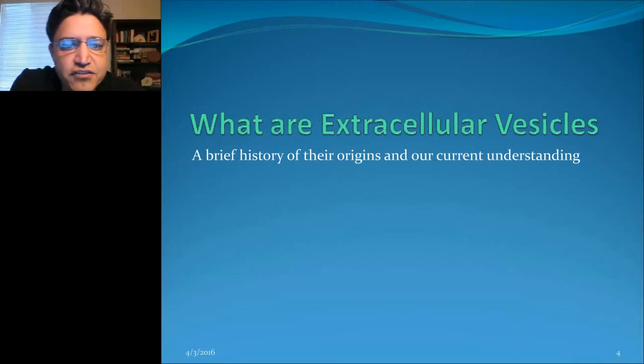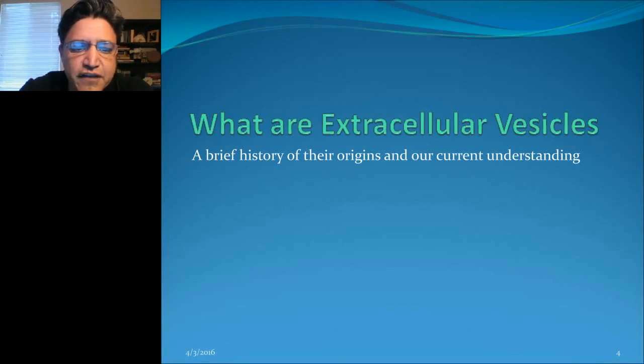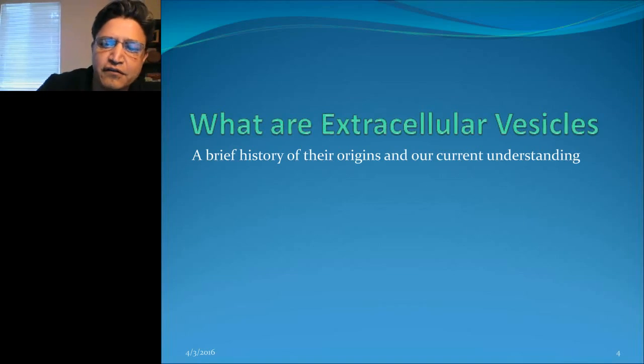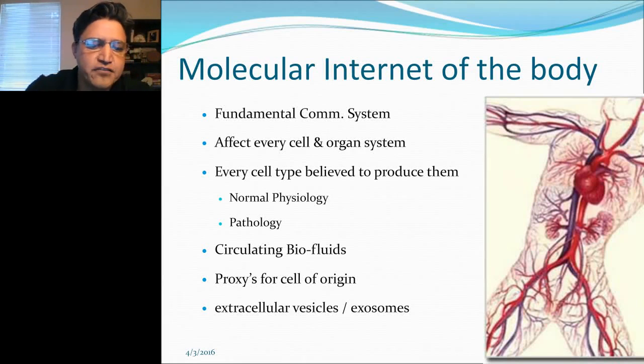So the first section will start with what are extracellular vesicles, and we'll cover a brief history of their origins and our current understanding of their functions. And so extracellular vesicles and exosomes comprise a newly discovered communication system, which we like to call the Internet of the Body. And it's a very fundamental system that affects every cell and organ, and it's believed that every cell type produces them, and they are involved in both normal physiology and pathology, and they circulate in biofluids.